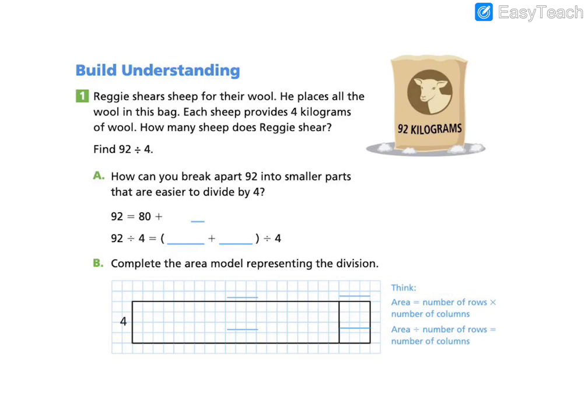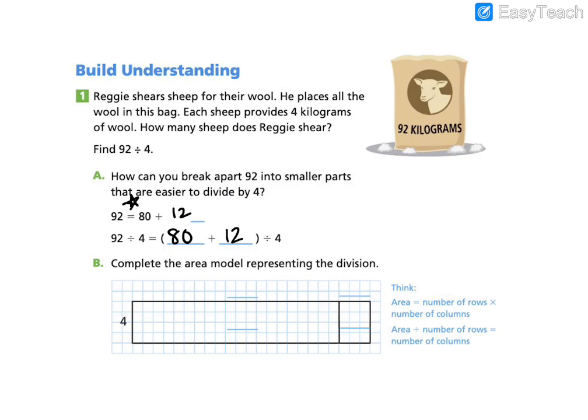It already gives us a way to break up 92 into 80. What would that remaining piece be? 12. So now we've broken our dividend into 2 separate pieces, 80 and 12.